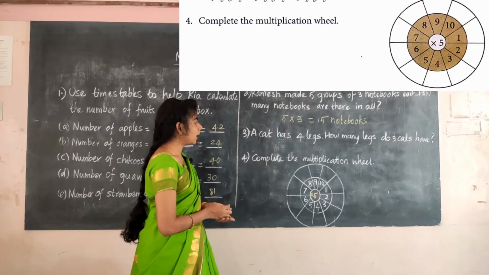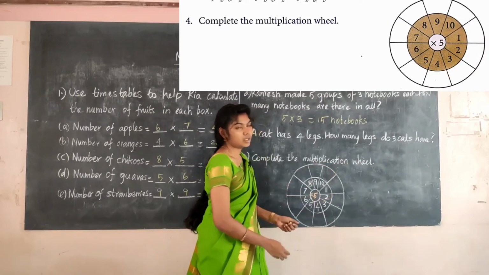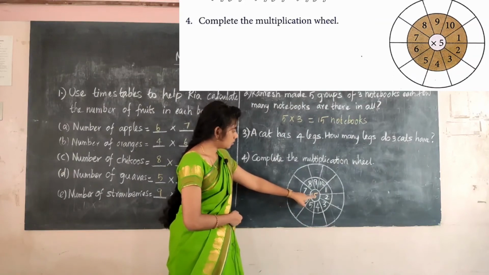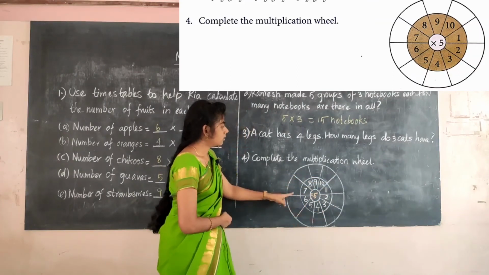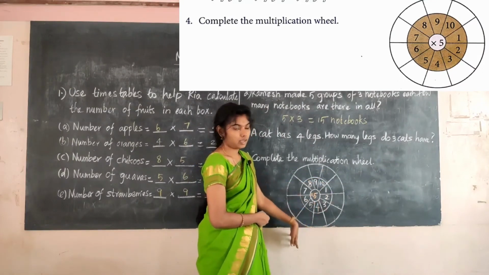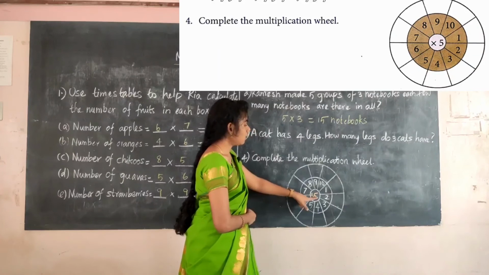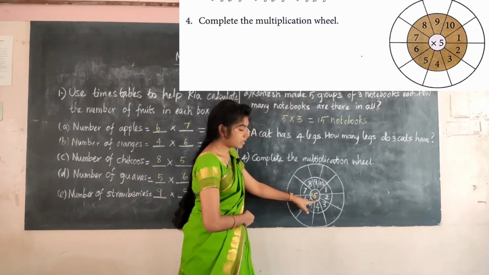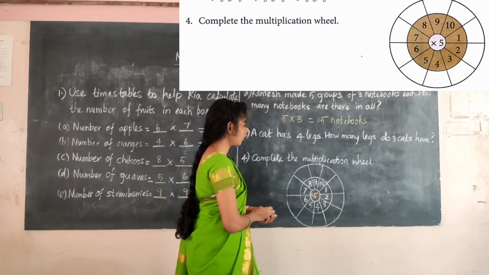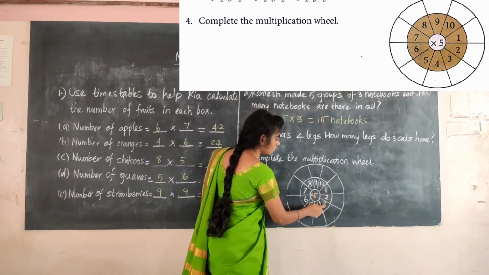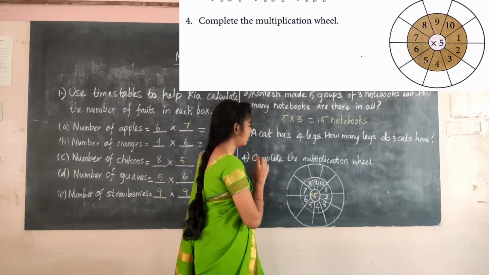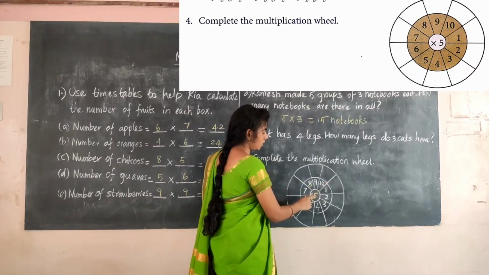And see the next, complete the multiplication wheel. This is the multiplication wheel, and here you are going to complete the incomplete boxes. Incomplete things are given, no? So you are going to find that as the answer. And here the multiplication sign is given, that is 5. You are going to use the tables of 5. And here the numbers are given 1, 2, 3, 4, 5, 6, 7, 8, 9, 10. Till 9 and 10 it is given here. So first start from here.